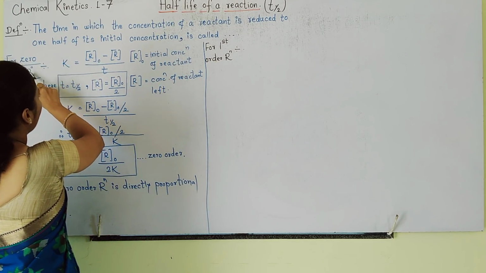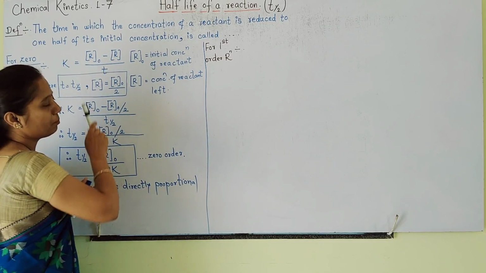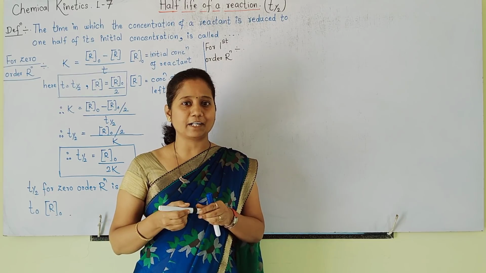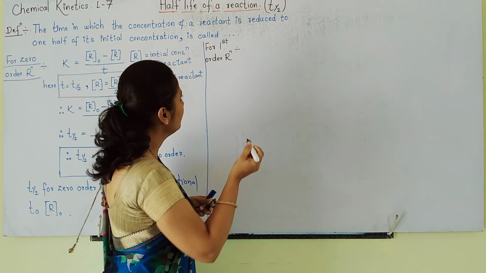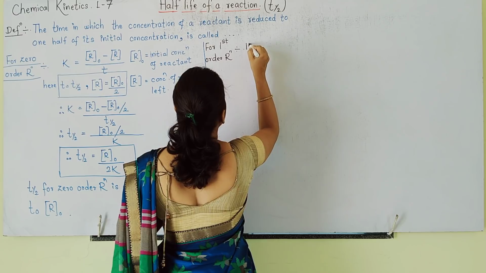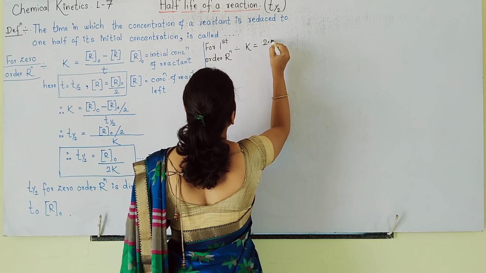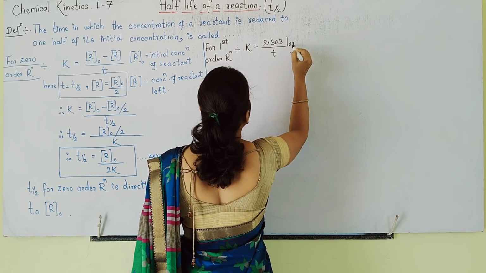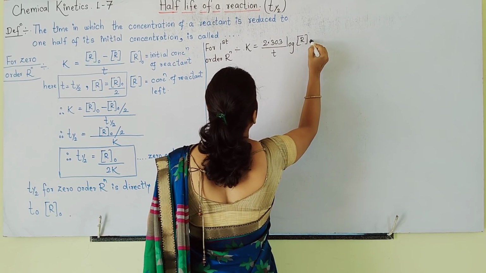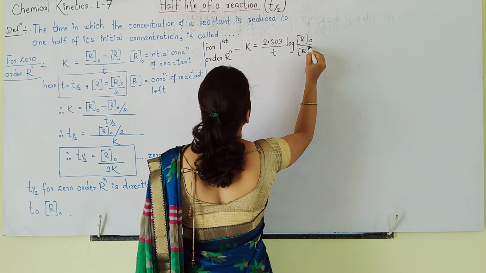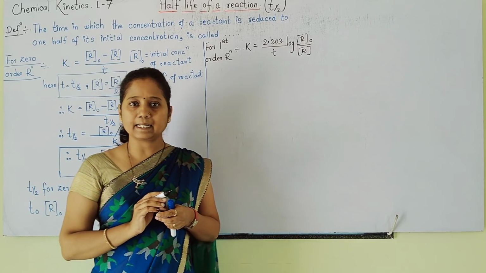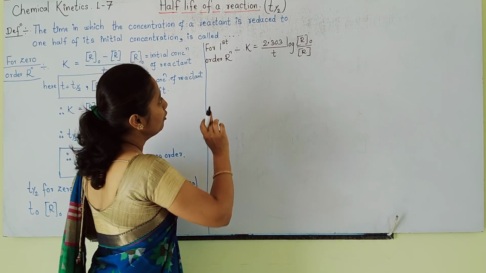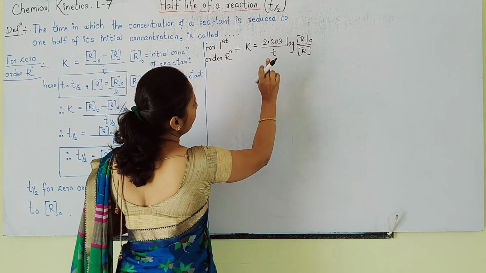Here, for zero order, we started with K is equal to R naught minus R by T. Okay, that is the integrated rate equation for zero order. Now, what is the integrated rate equation for first order? You should know that K is equal to 2.303 by T log of R naught by R. This is the integrated rate equation for first order. Yesterday we derived it, you should remember it as it is. For first order, this is the equation.